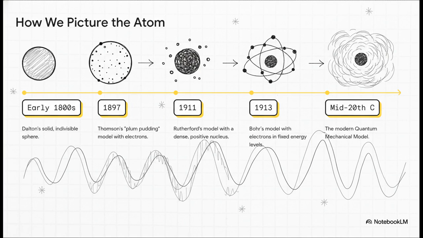How we picture the atom has changed so much over the years. It's actually a pretty cool story. We started out thinking it was just this solid little ball. Then came the plum pudding idea, which is a great name. Then Rutherford figured out there's a dense nucleus in the middle. After that, Bohr came along and put electrons into these neat little orbits. And that finally led us to where we are today with the quantum model, where electrons are more like fuzzy clouds of probability. What a ride, right?